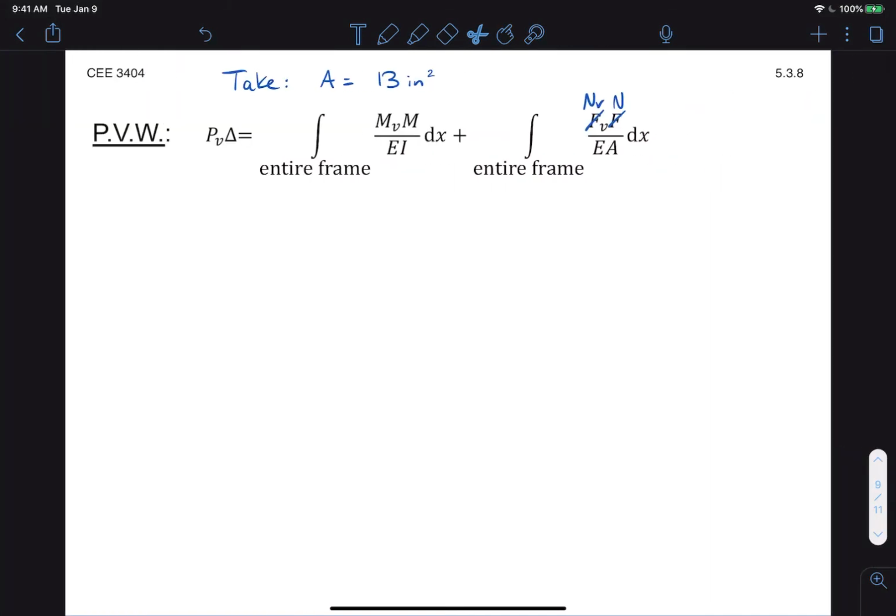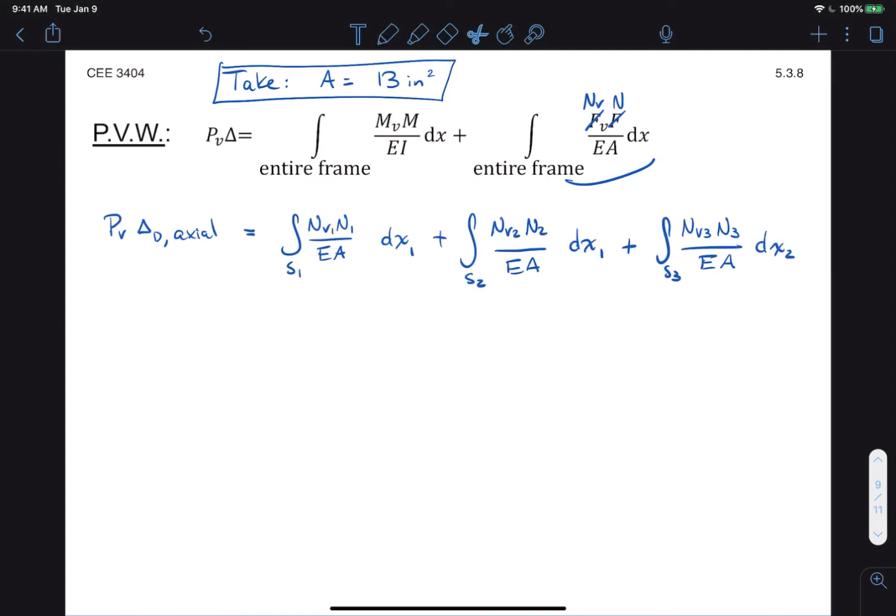Now we can do the same for the work due to the axial deformations. So now we will consider only this term. And because we didn't specify a cross-sectional area, we'll just take that to be 13 inches squared. So the process is exactly the same. We start by calculating the integral over each of the three sections separately. So our equation looks like this.